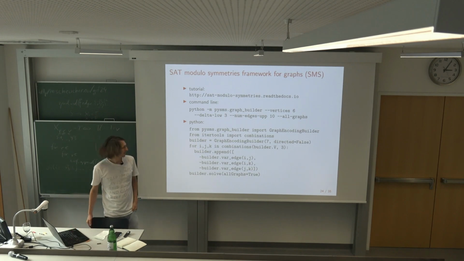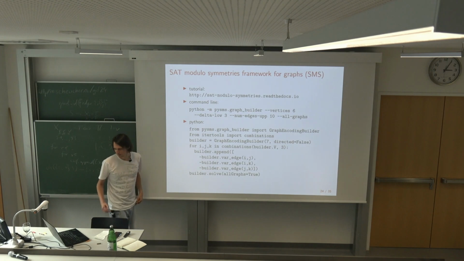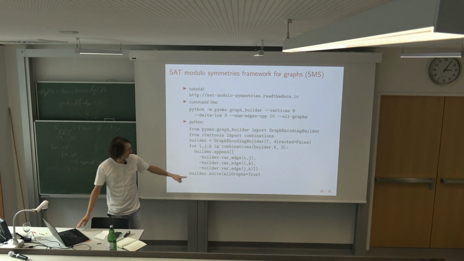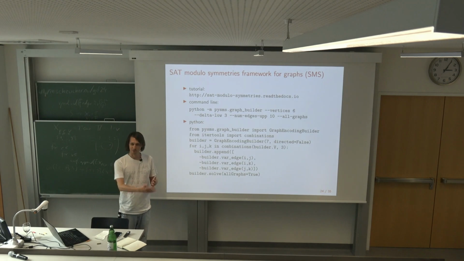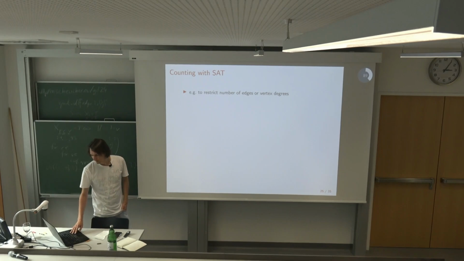You just ensure that for every 3 vertices i, j, k, one of the edges is missing. This is the code for triangle free. And then with all graphs equals true, it will enumerate all solutions. You can also say I'm happy with one of the solutions. Depends what you're looking for.